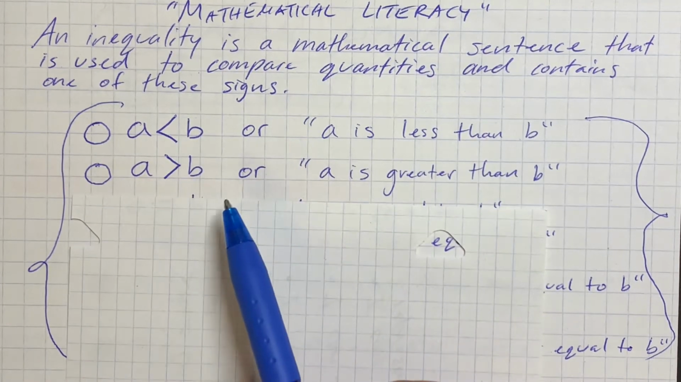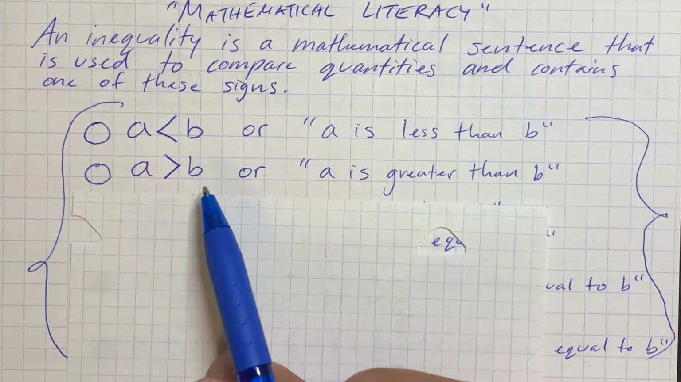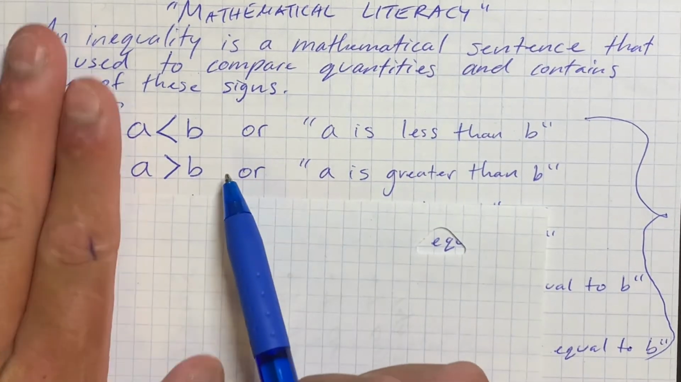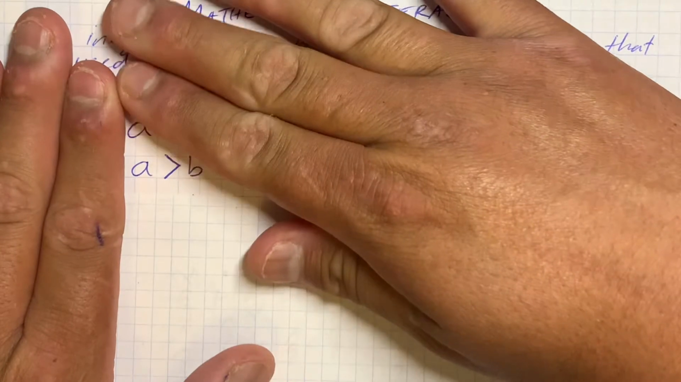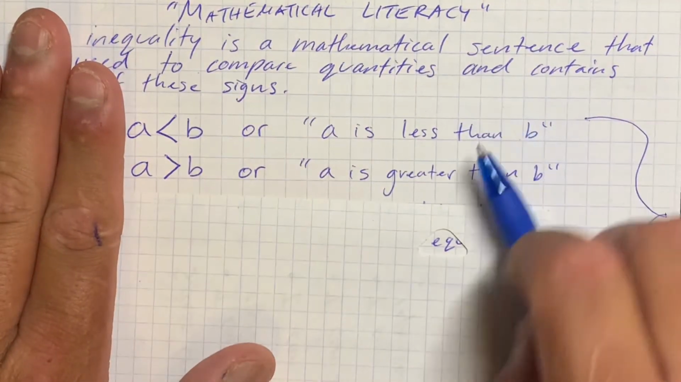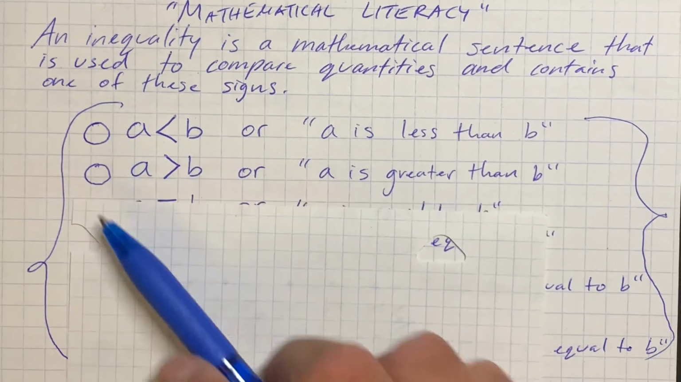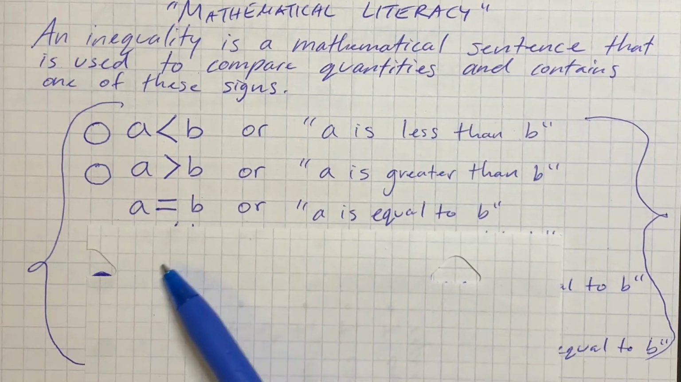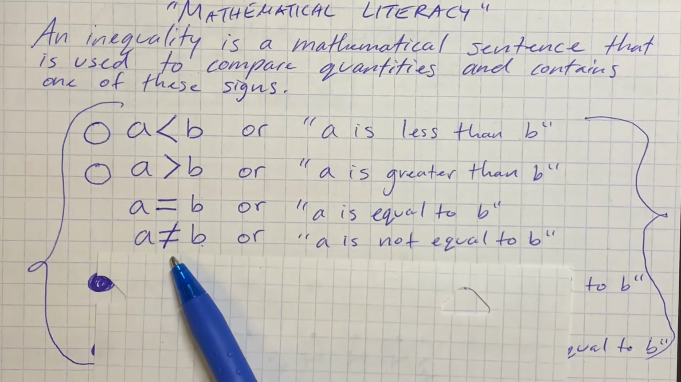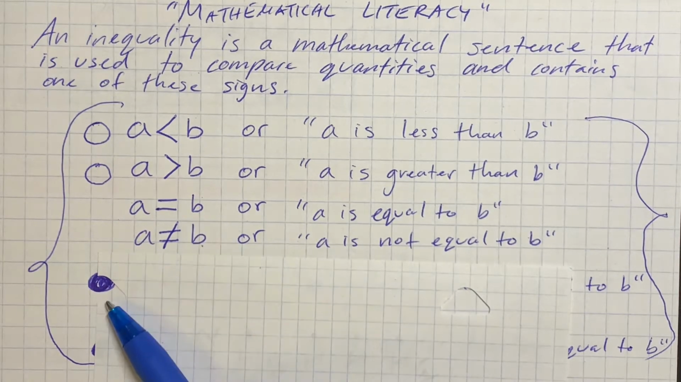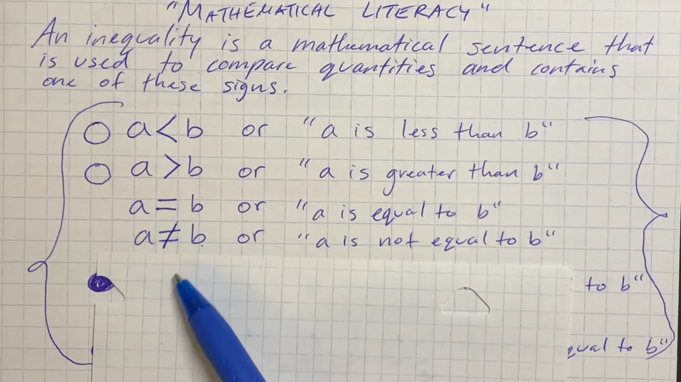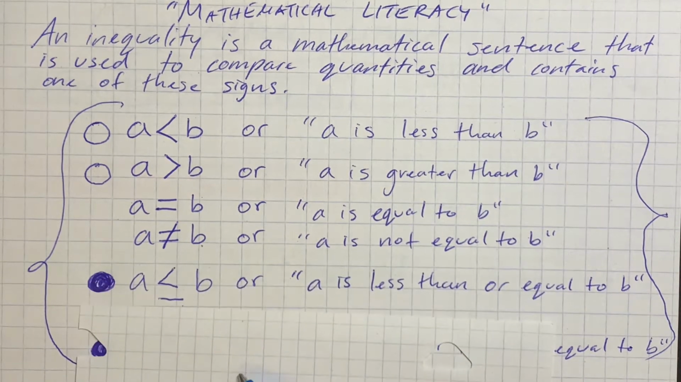The next sign we have is A is greater than B. If you ever see this here, this is what it's saying: A is greater than B. And again, it's an open circle, because it's not a solution. As we go further down, A is equal to B, which is why you have an equal sign. A is not equal to B, so there's a slash through the equal sign indicating that A is not equal to B. Further down, A is less than or equal to B, and that is a closed circle.